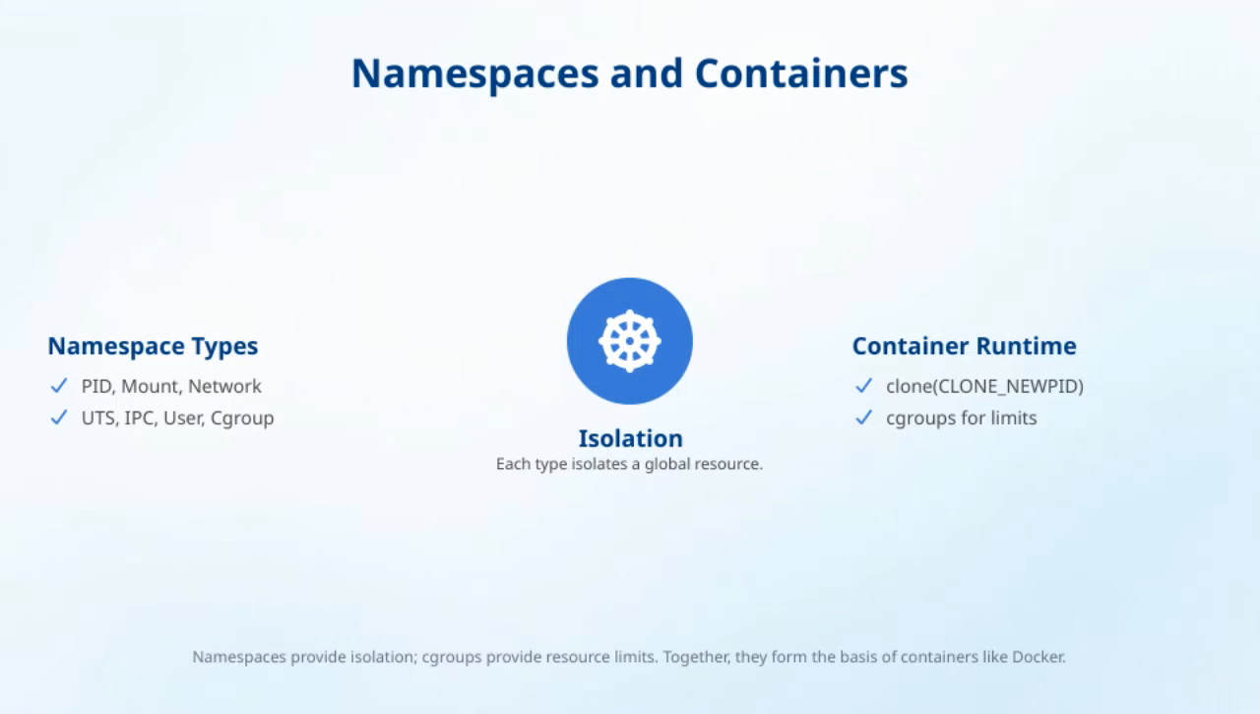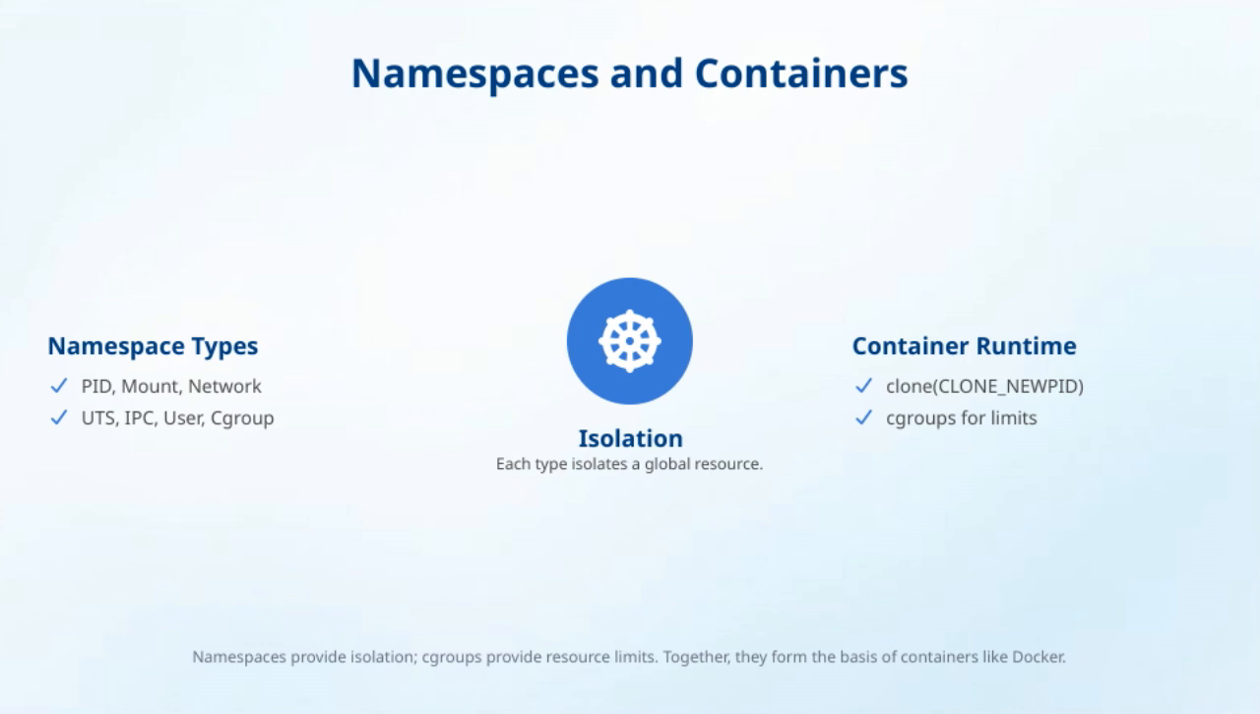Namespaces provide isolation, meaning they allow different containers or processes to have their own separate view of the system resources. On the other hand, C groups or control groups help us set resource limits, making sure that each container uses only what it's supposed to. When you combine these two, they form the foundation of container technologies like Docker.